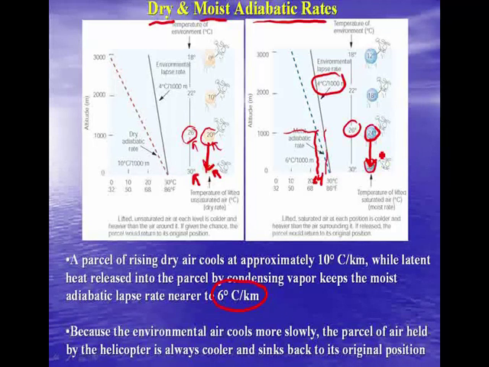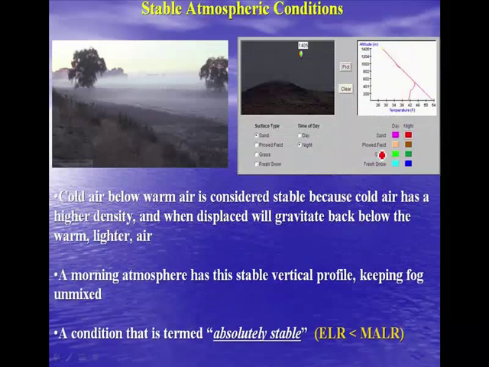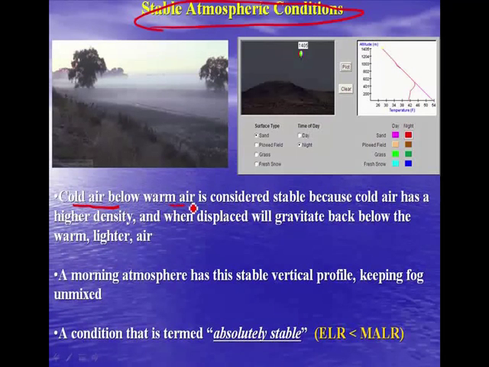So think about it. Because the environmental air cools more slowly, the parcel of air held by the helicopter is always cooler and so wants to sink back to its original position. This is what we would term a stable atmospheric condition. This type of situation occurs in the atmosphere when you have cold air sitting below warm air.